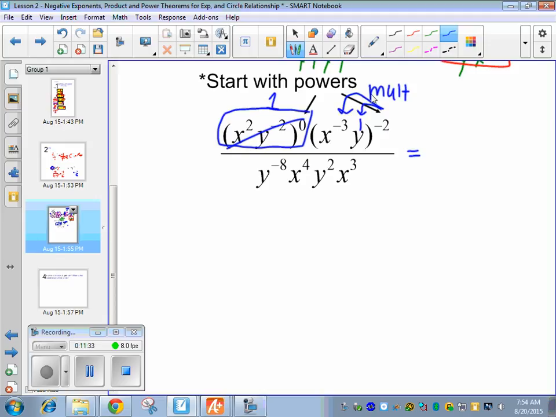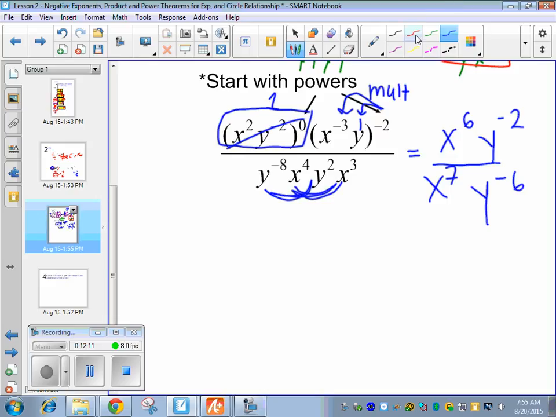So I have -3 times -2. That gives me x to the 6th, positive 6. Y to the 1 times -2, so that gives me y to the -2. The denominator doesn't have any of the powers or the things outside of the parentheses, so all we're going to do is add like terms. So we've got the x's here, x to the 4th times x to the 3rd. Those exponents add to be 7. And then we've got the y's, y to the -8 times y to the 2nd, so that gives me y to the -6.